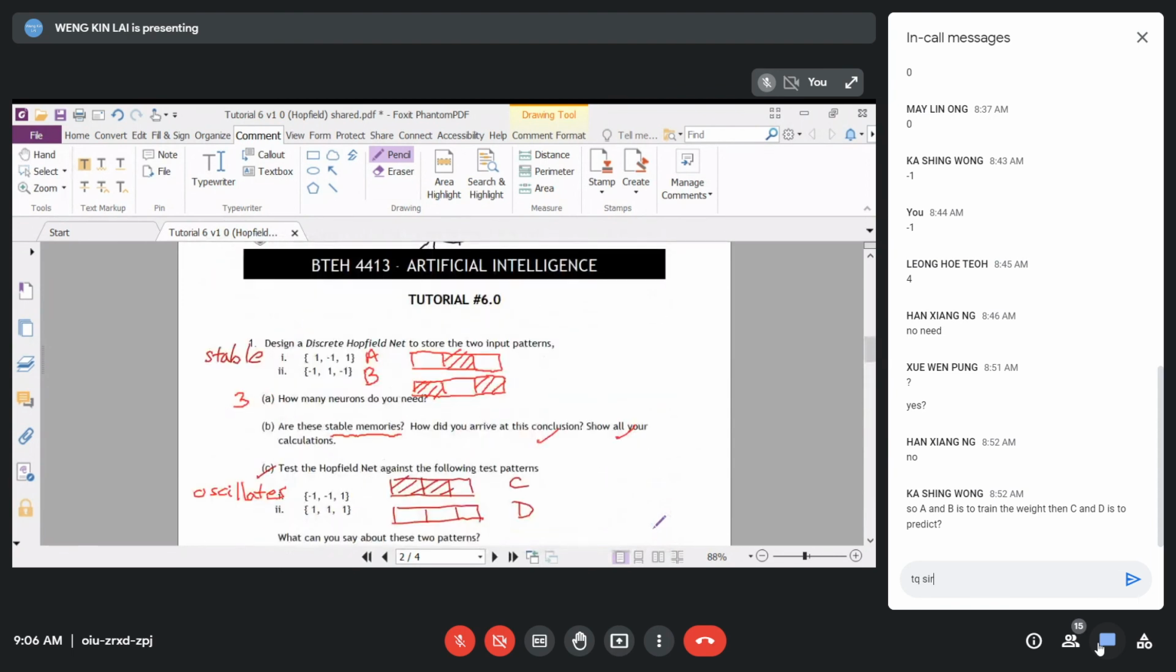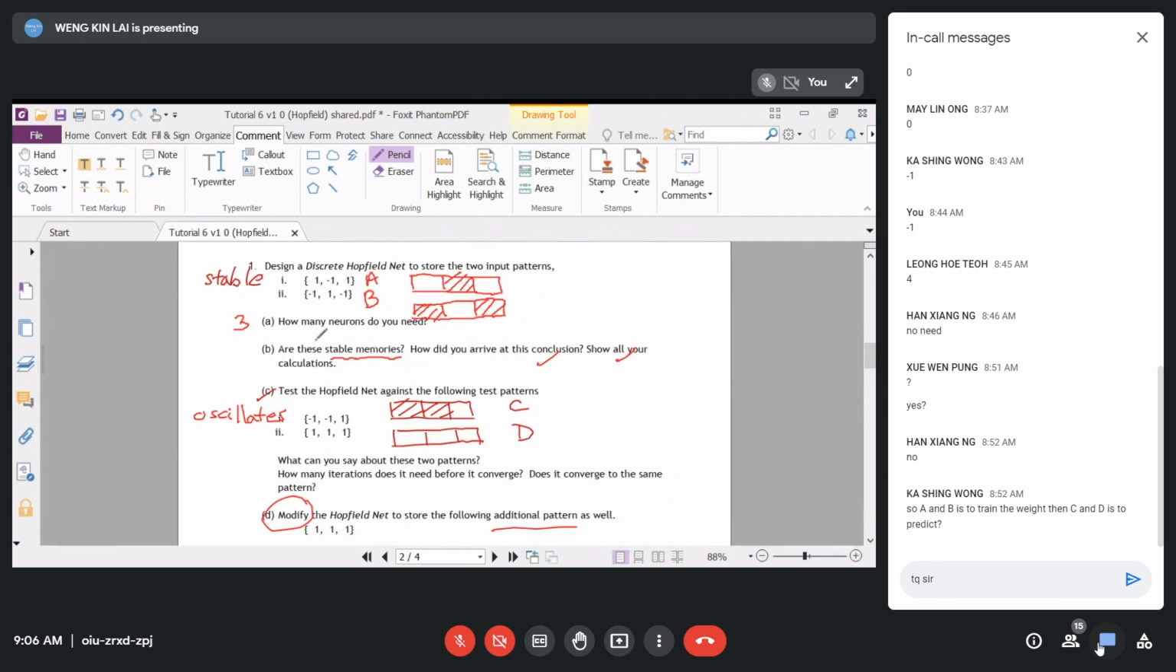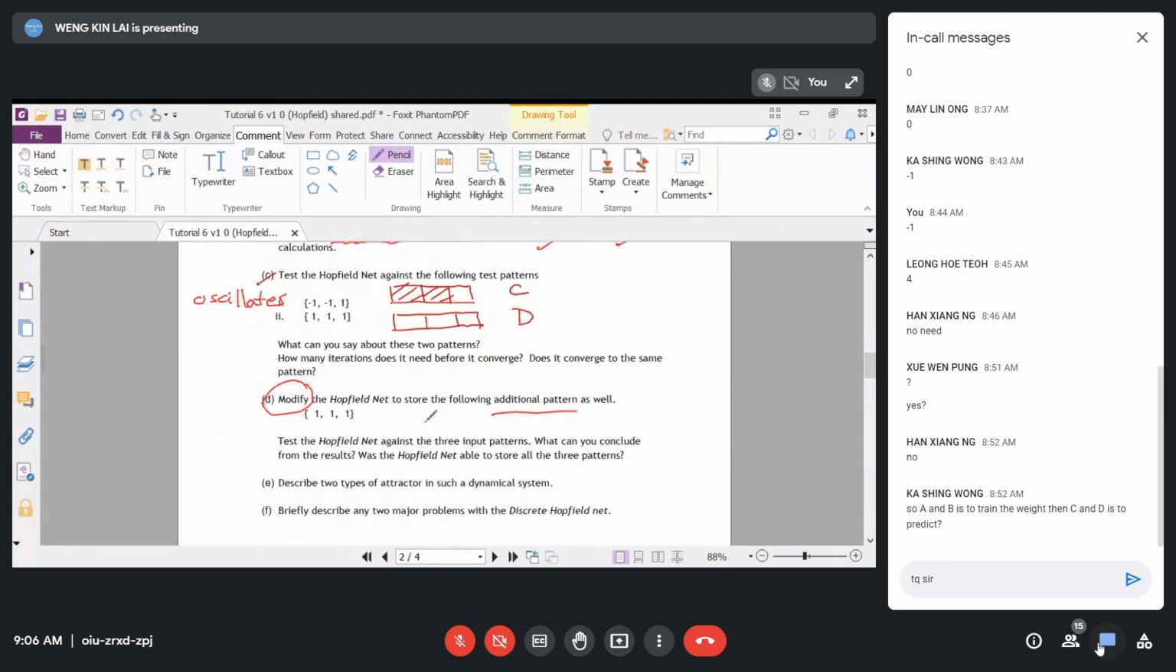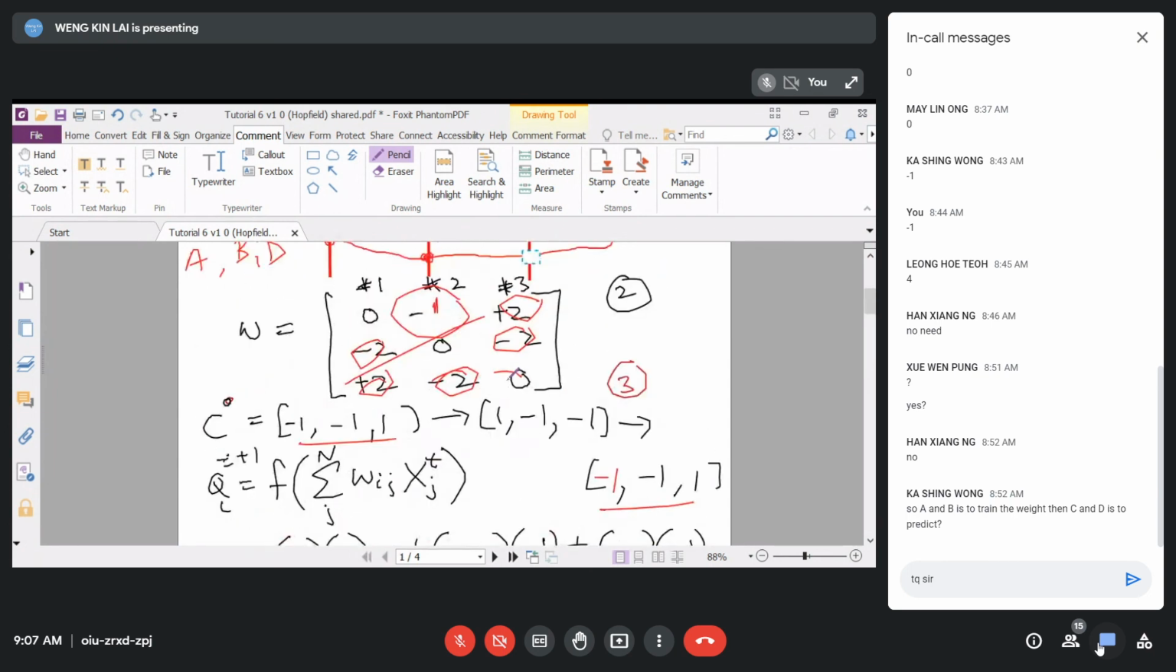So I'll leave you to try the first part, pattern B, and then question one, the pattern D, and then the last one here as well, to convince yourself. Now with this new pattern included into the modified Hopfield net, are the three patterns A, B, and D still stable? Answer the question by doing what we've done so far, which is to calculate this. Okay, so we'll stop here.